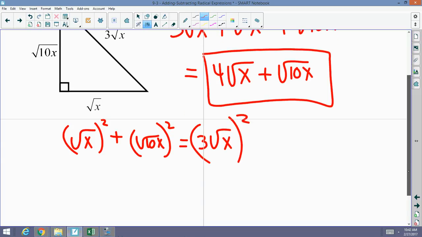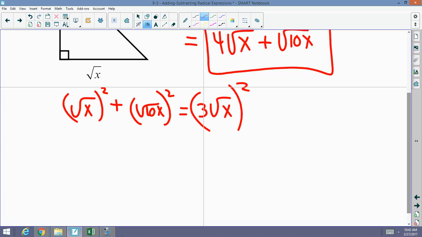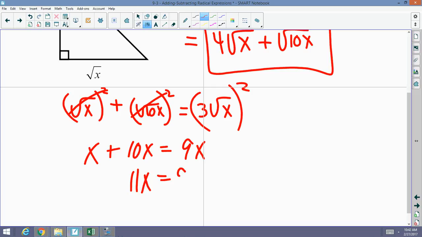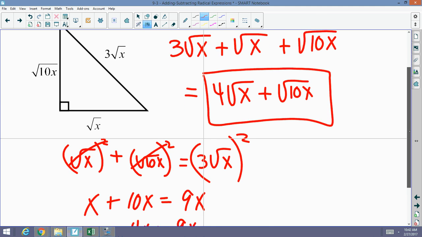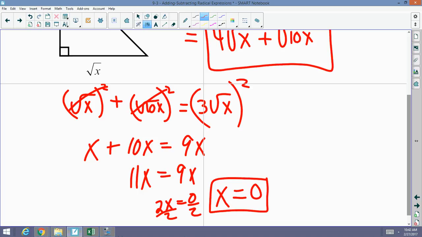If they wanted to solve for x here, my brother, what's the square root of x squared, plus what's the square root of 10x squared, equals what's 3 square root of x squared? 9x, right? So this would be 11x equals 9x. So x is going to equal 0 here at the end. So this doesn't work, this doesn't exist, but you asked, put into the Pythagorean theorem, that's what it would be, because a square cancels out a square root. Thanks, kid. Anything else, boys?